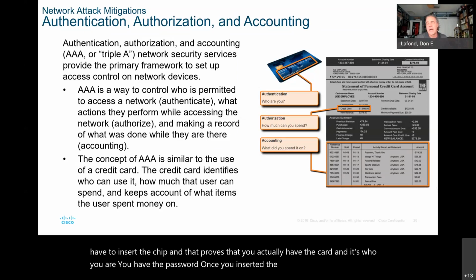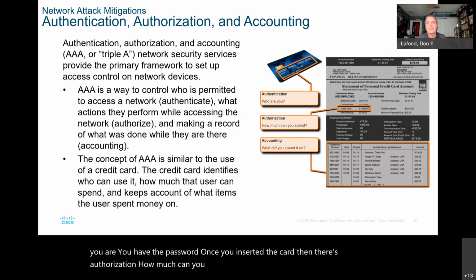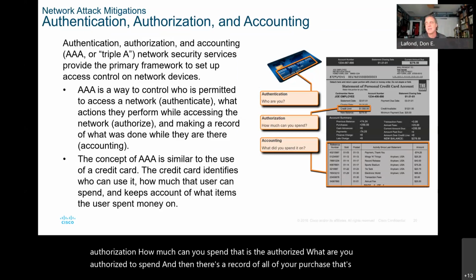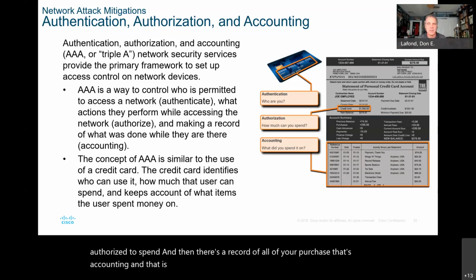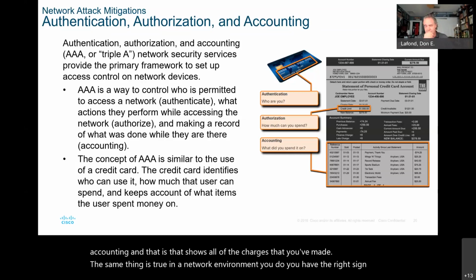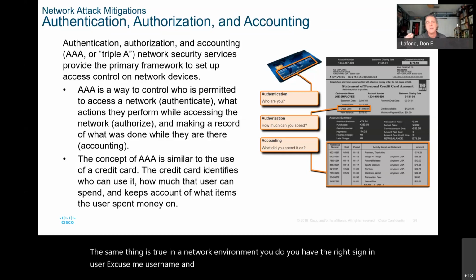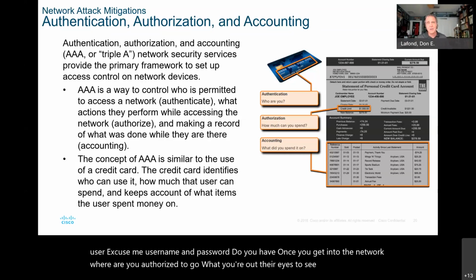Then there's authorization. How much can you spend? That is the authorized. What are you authorized to spend? And then there's a record of all of your purchases. That's accounting. And that shows all of the charges that you've made. Well, the same thing is true in a network environment. Do you have the right sign in username and password? Once you get into the network, where are you authorized to go? What are you authorized to see and do on the network? And then accounting. There is somebody recording all this.